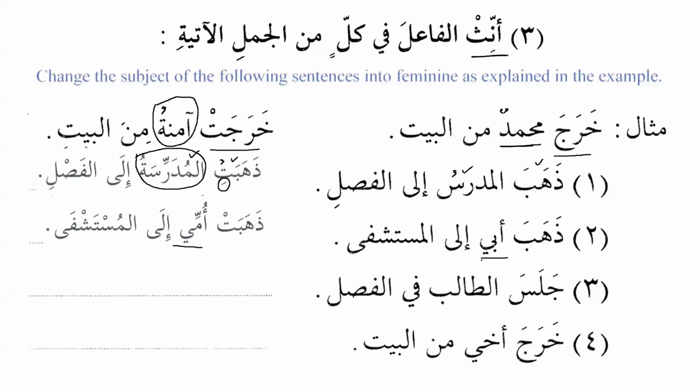Now we know that Abi is marfu' and Ummi is marfu', but we can't see Dhamma over here. We can't see Dhamma because of Ya al-Mutakallim, because we know after Ya al-Mutakallim, the noun changes from Dhamma to Kasra. Jalasa al-Talibu fil fasli.